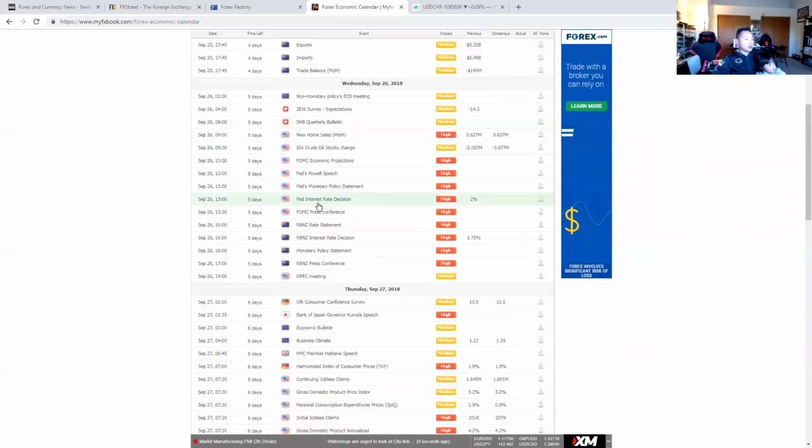So I want to talk about Wednesday and highlight this because it is very important. The most important event out of Wednesday or this week is, well, how do I want to say this? Basically all the Fed talk. FOMC projections, Powell is speaking, the monetary policy statement, interest rate decision, and the press conference.